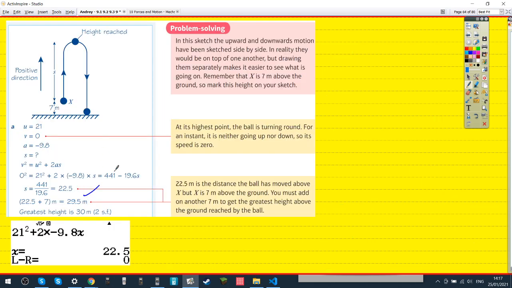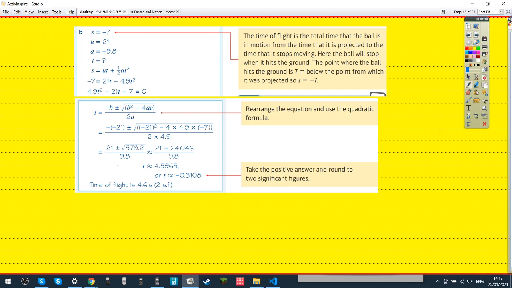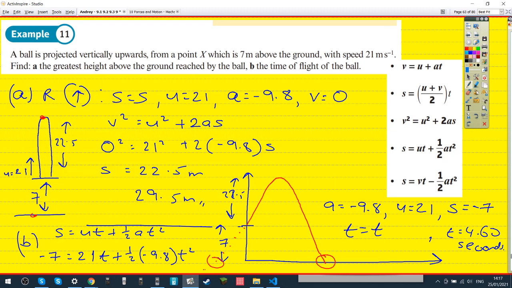Let's see. So that was 4.6 seconds. Stuff that comes up all the time. At the greatest height, v is 0. So it's like shot up with a speed of 21 meters per second. It's slowing down, slowing down, slowing down. Hits its greatest height. It's like the gradient is 0. Final velocity at its greatest height is 0. And then it starts going back the other way.